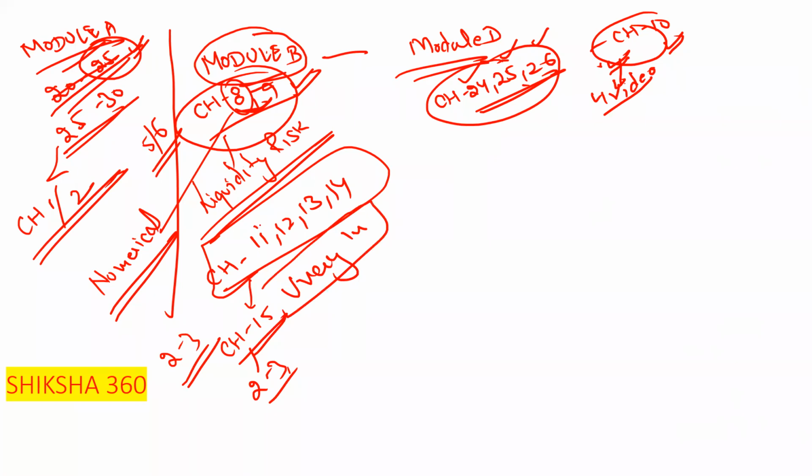As you are covering chapters 11, 12, 13, 14, what is the benefit? Along with that, you have already covered chapters 28, 29. There is very little difference between them. These are mostly theoretical chapters, and from here you will get some case study type questions.